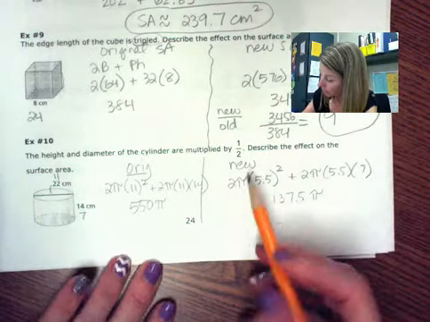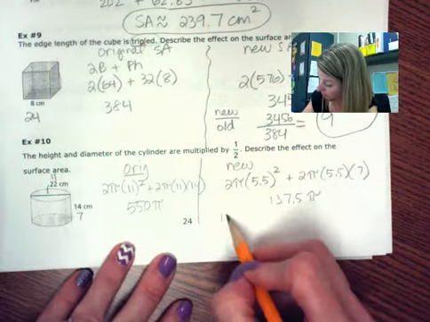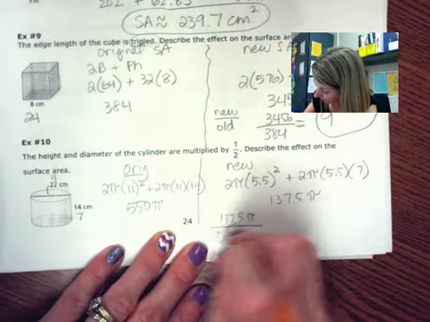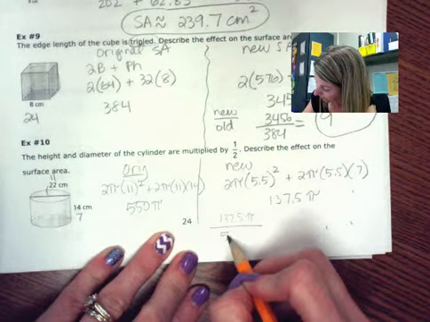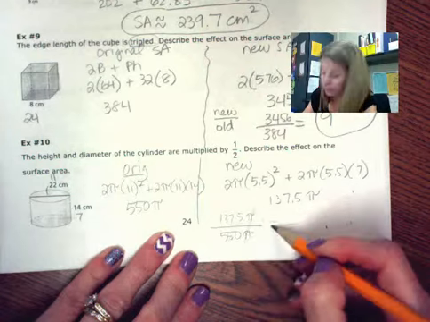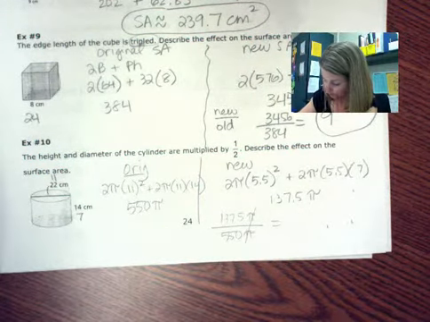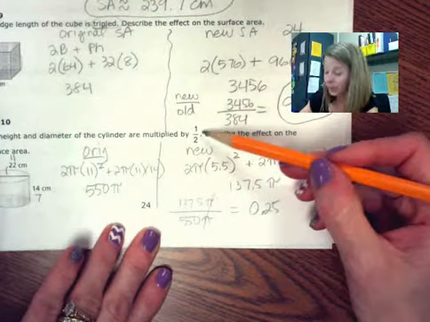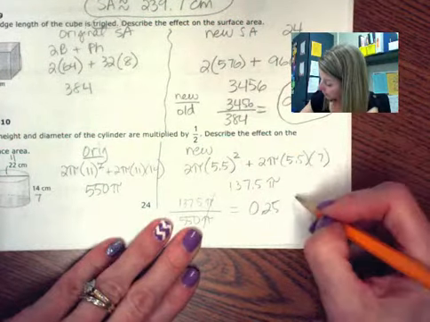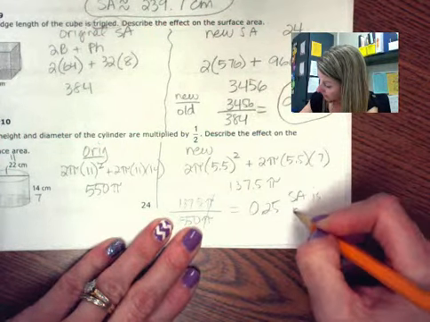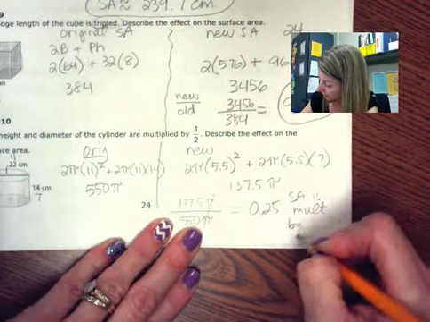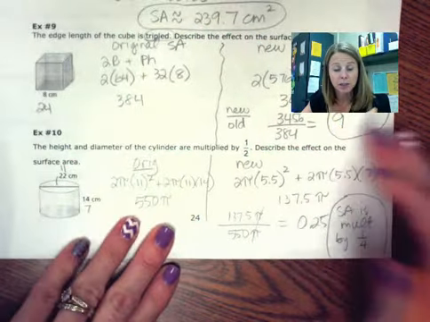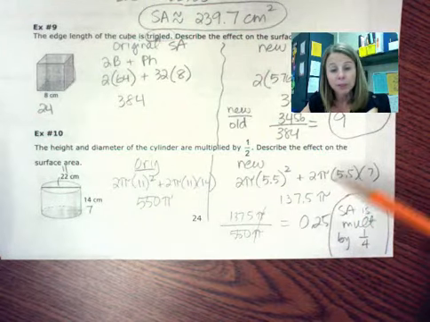So I want to do a new divided by old. So 137.5 pi divided by 550 pi. Of course, my pi's are going to cancel, so that's why I left it in terms of pi. So I get 0.25. So when I take half the dimensions, it's 0.25. So the surface area is multiplied by 1/4. So it's just like what we did on the last section, last week, only with surface area.